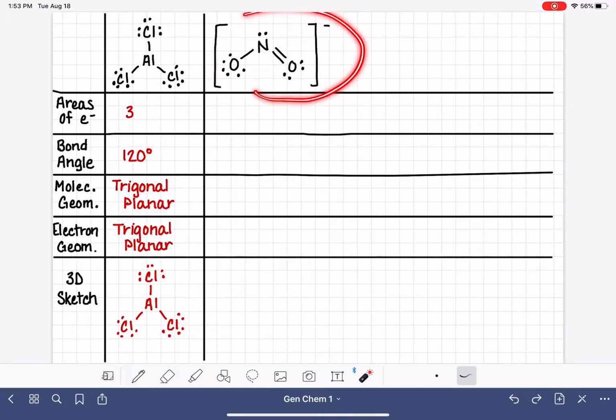We're going to be working on the nitrite ion, NO2-. As you can see, if we focus on the central nitrogen atom, we have 3 areas of electrons around the nitrogen. We have a single bond, a double bond, and a lone pair. So 3 areas of electrons around the central atom, 2 of those areas are bonds, and 1 area is a lone pair.